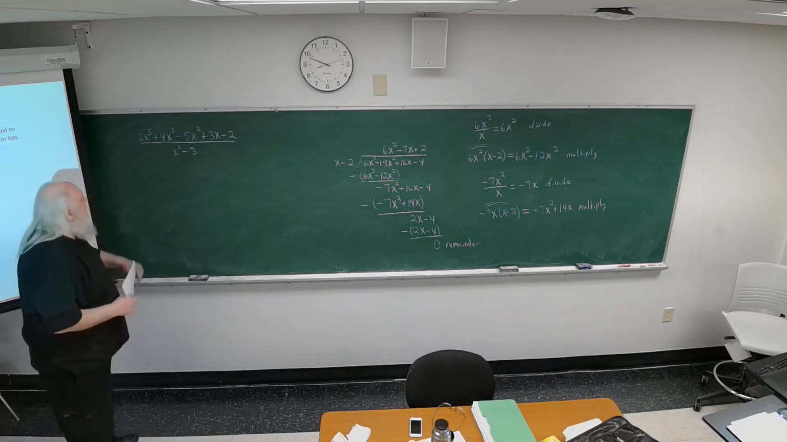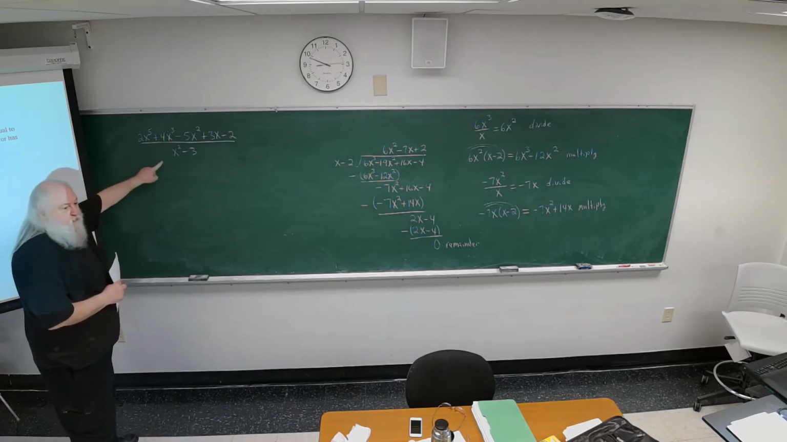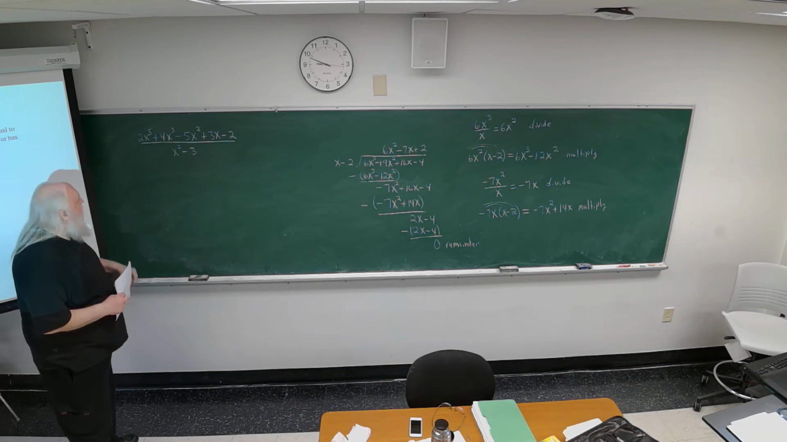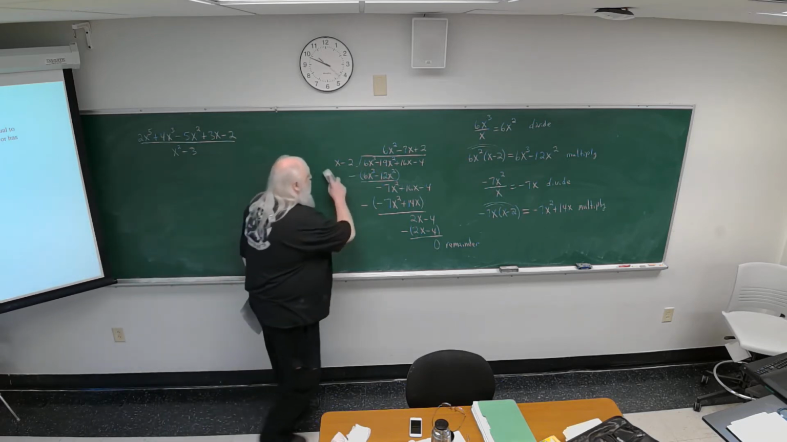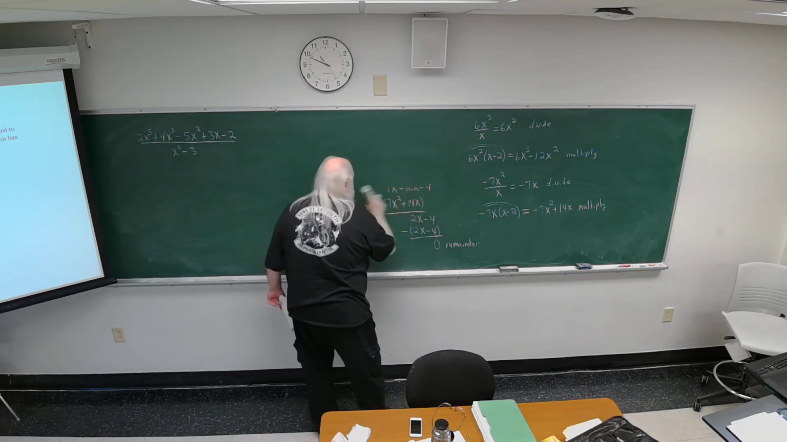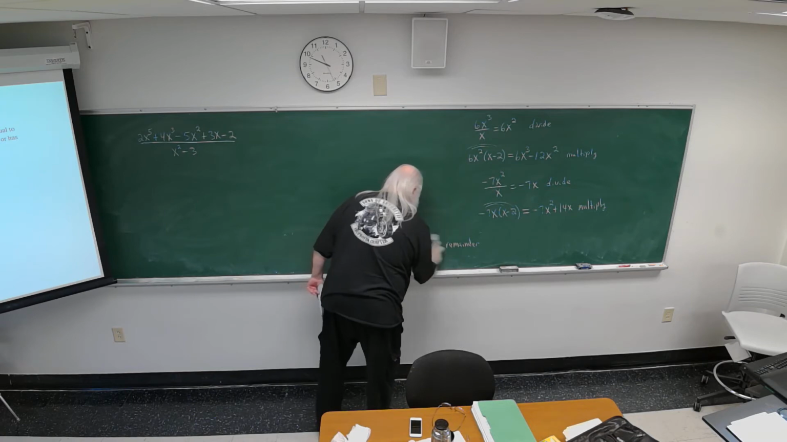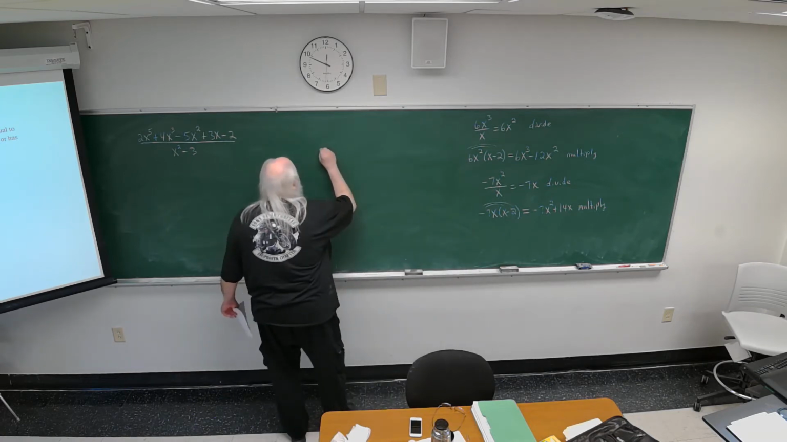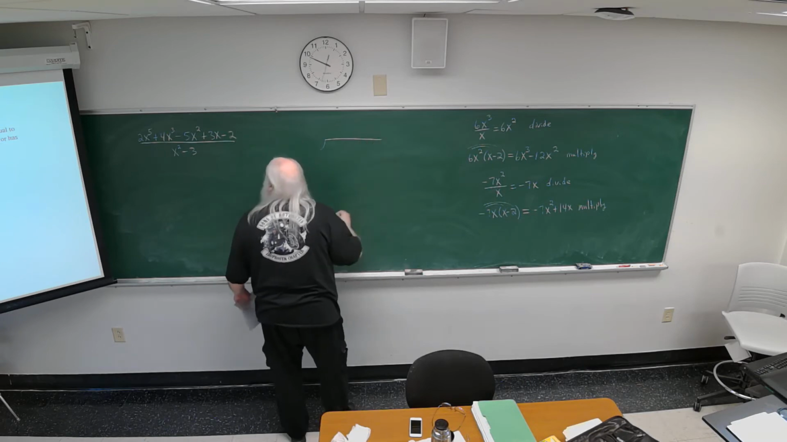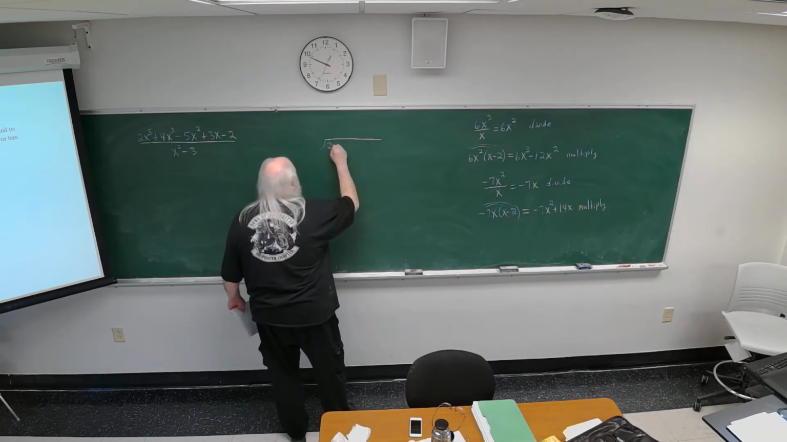Sorry, we're dividing the numerator by the denominator. The numerator is the dividend, the denominator is the divisor. And both the numerator and denominator are in descending powers of x. So like before, we put the numerator under the long division symbol.